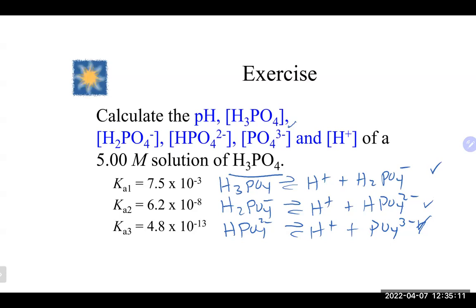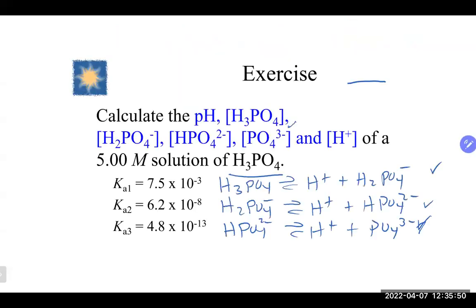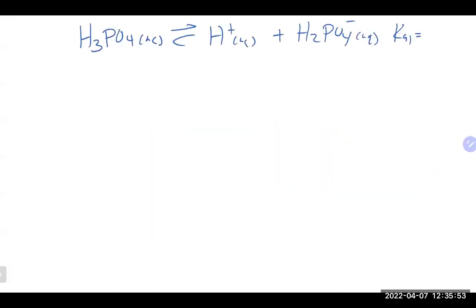So we might as well start with the first step, which is that we're going to lose that first H plus. So we would start with a normalized table, starting with our acid. The very first thing that's going to happen is our phosphoric acid will drop off that first H plus and give us H2PO4 minus. This is our Ka1, which was 7.5 times 10 to the minus 3.